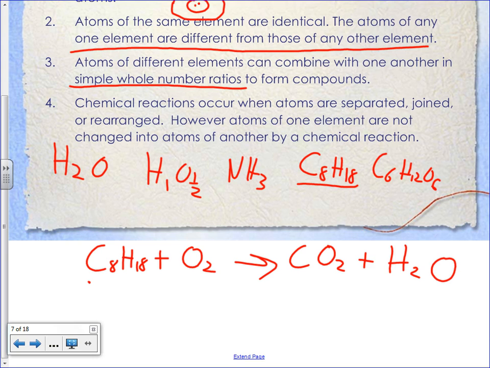Is there anything new on the other side of that arrow? There are some new substances. There are new compounds: there's carbon dioxide and there's water, whereas on this side there was octane and oxygen. But are there any new elements over there? No. A chemical reaction cannot produce new elements. You can only ever have what you started with.